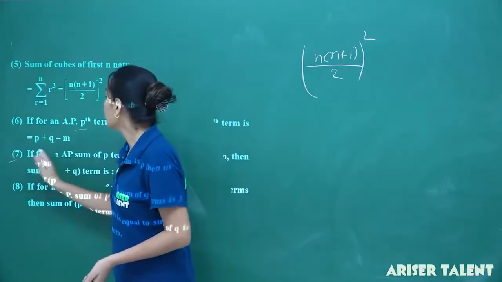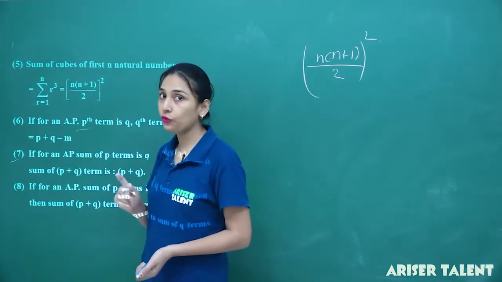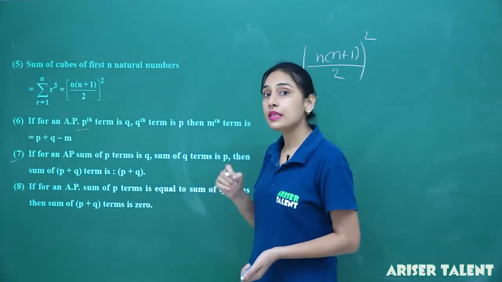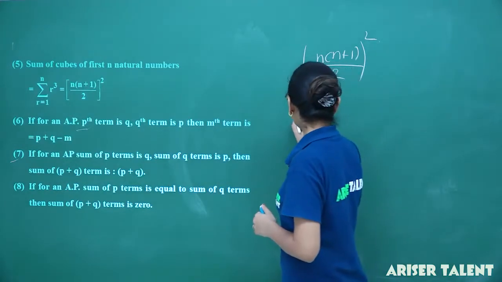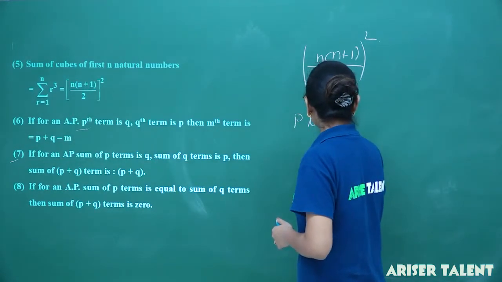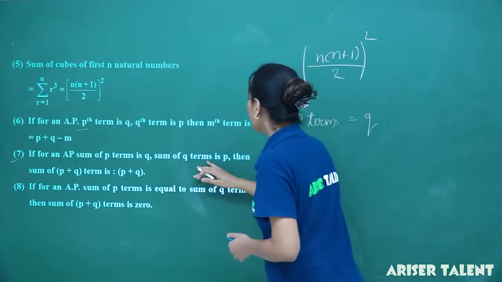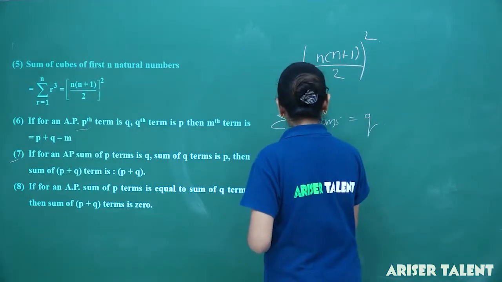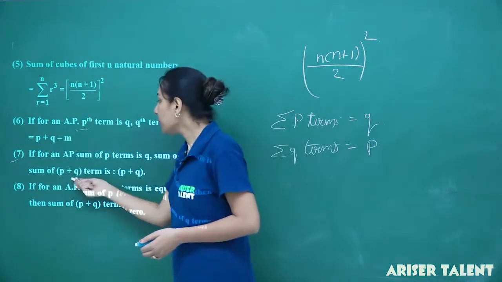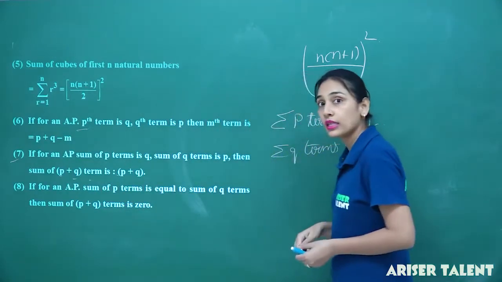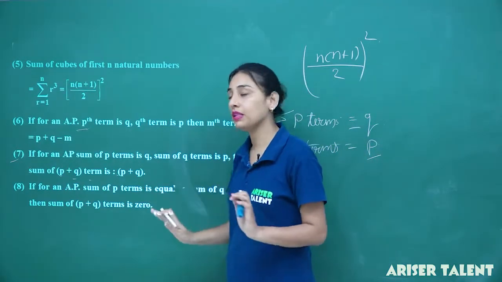Okay. Now, seventh, this property says if for an AP, the sum of p terms is q, and the sum of q terms is equal to p, then the sum of p plus q terms is p plus q. Then the sum of p plus q terms is equal to what? p plus q simply. Okay.